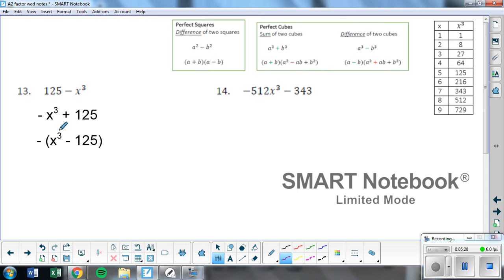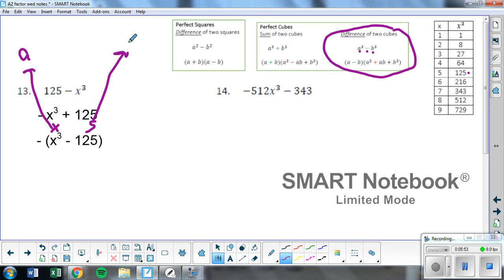Now look for a pattern. This is a perfect cube. X is being cubed. This is a perfect cube. Here's my perfect cube table. That's 5 being cubed. I know to follow this pattern because it's a perfect cube minus a perfect cube. This was x cubed minus 5 cubed. So this again is my a value, and the 5 is my b value. That's how I figure out my answer, or my factors.